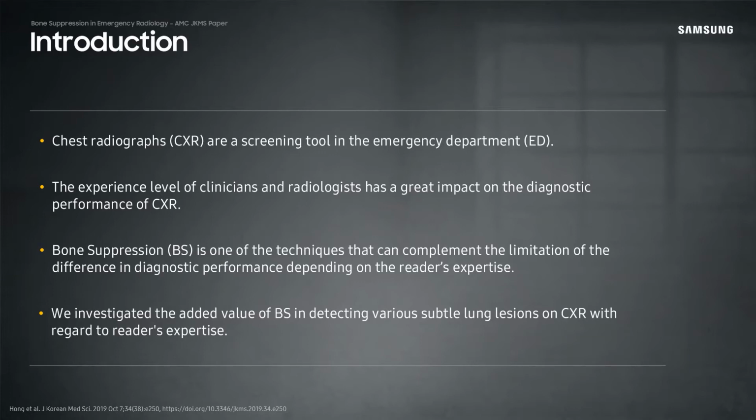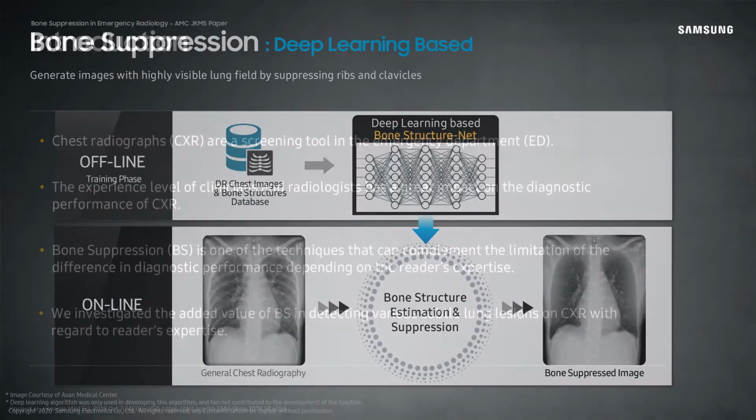Bone suppression is a technology that can complement the limitation of the difference in diagnostic performance dependent on the reader's expertise. The team at Asan Medical Center investigated the added value of bone suppression in detecting subtle lung lesions on chest X-rays with regards to reader expertise.